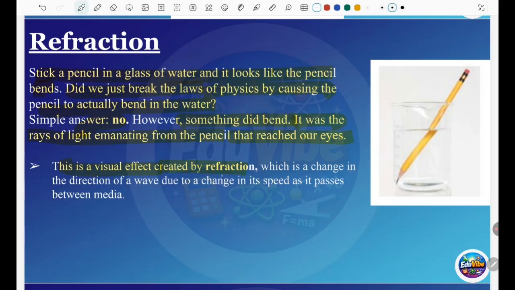So from here we can see that refraction occurs when there is a change in direction of the wave due to the change in its speed as it passes between media. Media means the different medium over here and the different medium over there. So there is a change of media, and there is a change of speed too because of the refraction. That's why this happens.